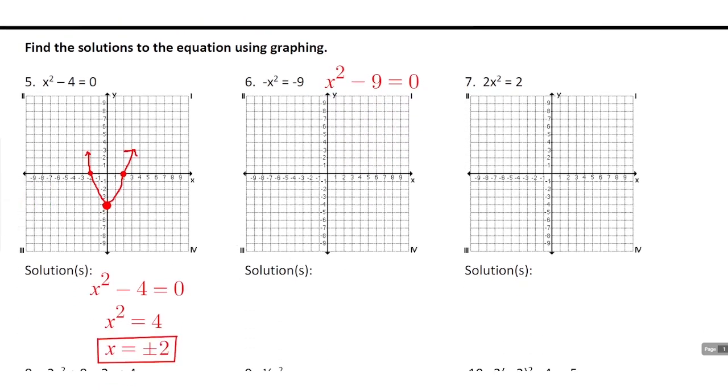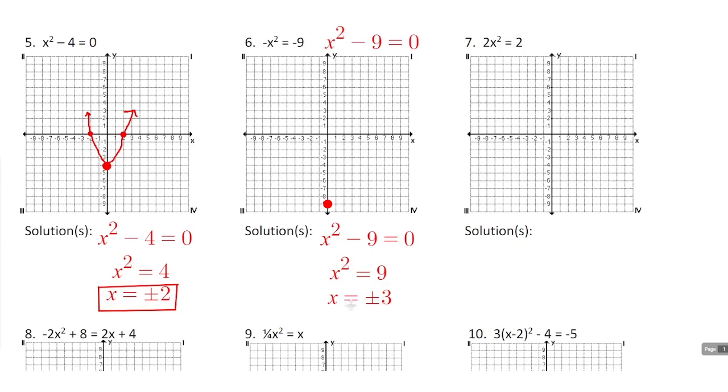Just like number 5, the x coordinate of my vertex is going to be 0, since there's no b value here. So 0 squared minus 9 is going to be negative 9, and that puts our vertex at 0, negative 9. We can solve this using square roots, and that's going to give us the x-intercepts. First, I'll add 9 to both sides, and that'll give me x squared equals 9, so x equals plus or minus 3.